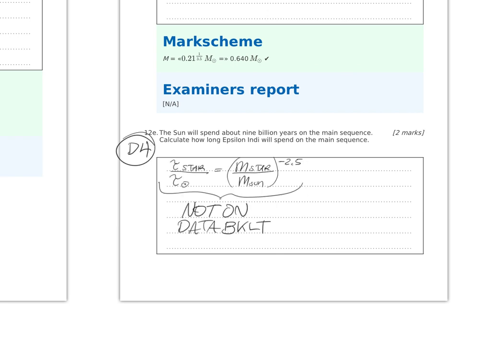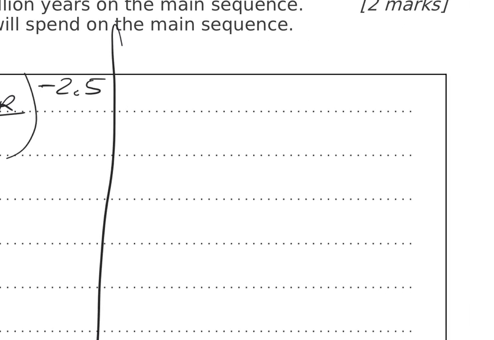So be advised. We're talking about Epsilon Indi, and the relative period of a star relative to the Sun is the relative mass to the negative 2.5. That comes from relationships off the HR diagram. It's related to luminosity being proportional to mass to the 3.5. Since it's not in the data booklet, I should show you how it's derived. Let's have a little sidebar here. The relative luminosity is proportional to the relative mass to the 3.5.